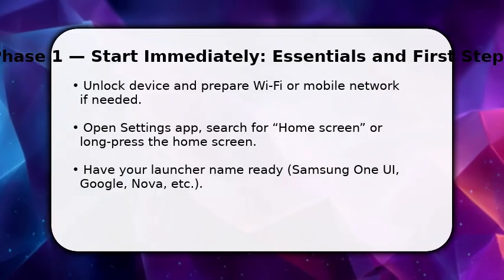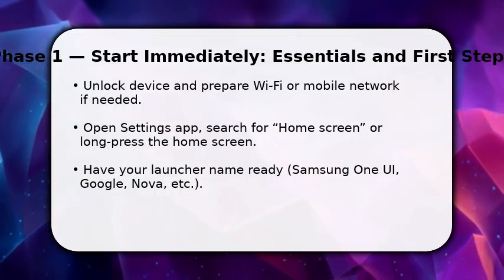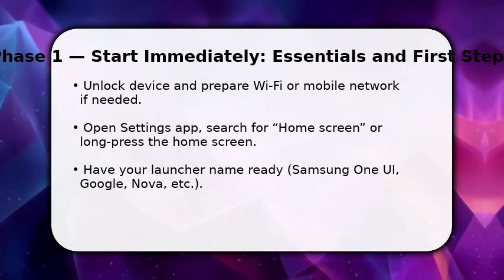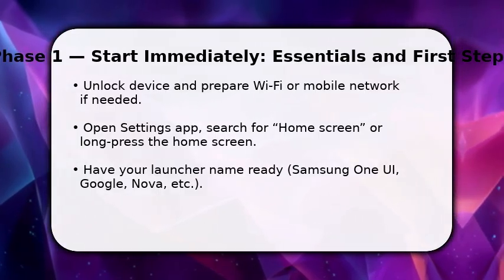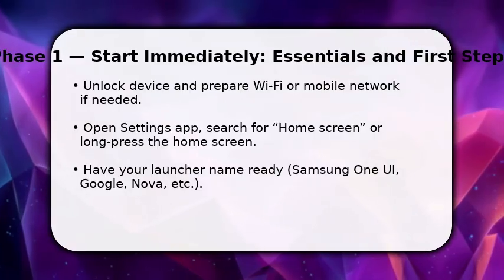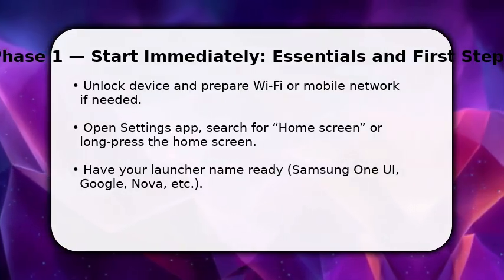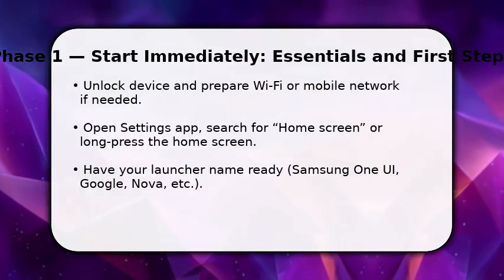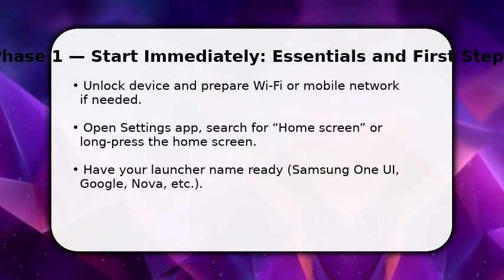You start by unlocking the phone and heading straight into Settings. This saves time. Once done, either long press an empty area on the home screen or open Settings and search Home Screen. You need to know which launcher you're using, because options vary. Samsung One UI versus Google's launcher behave differently. Make sure you can access home screen settings.